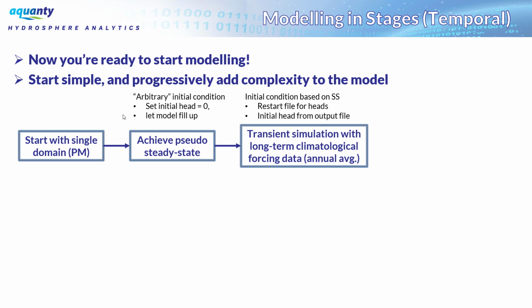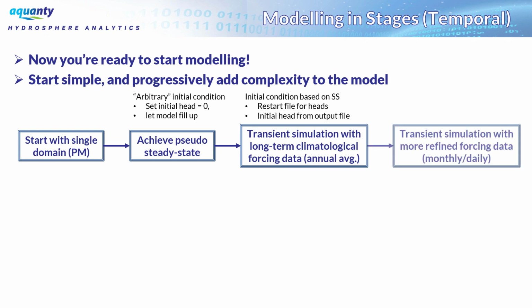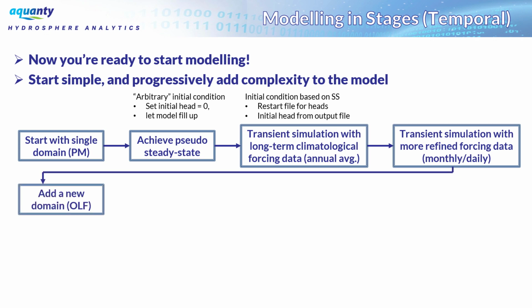And then once you've got that long-term transient simulation figured out, you can use that as the starting point to run more refined monthly or daily transient simulations. At that point, you might want to add a new domain. Or, as I said before, you might change the order here. You might start with a single domain, achieve pseudo steady state, then add in the OLF domain, run a pseudo steady state, then go on to transient.